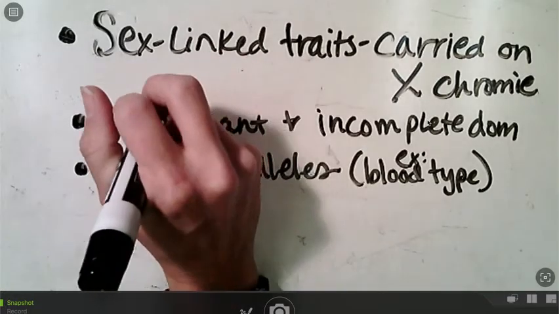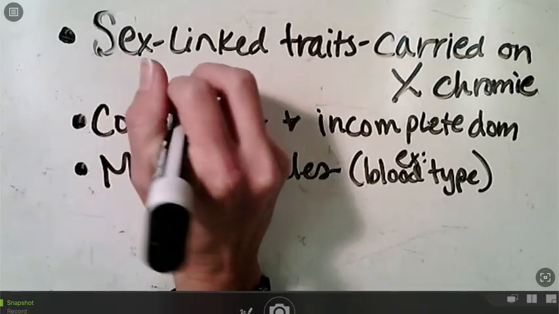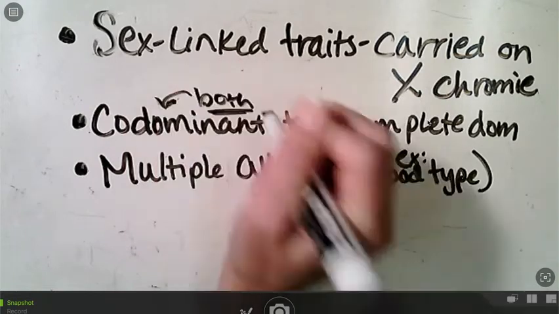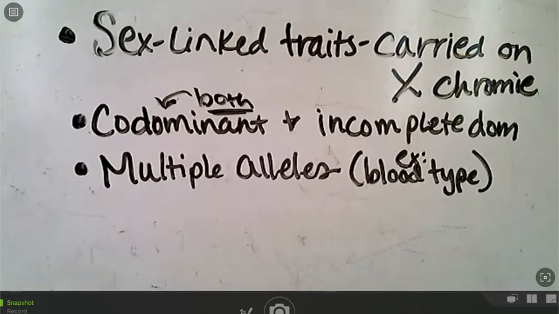Co-dominant is when both are expressed. So in the heterozygous situation, you'll see both. Instead of, like, a red flower and a white flower, when you cross them together, getting red flowers, for co-dominant you'd have a red flower and a white flower, you'd cross them together and you'd get red and white spotted flowers or something like that.